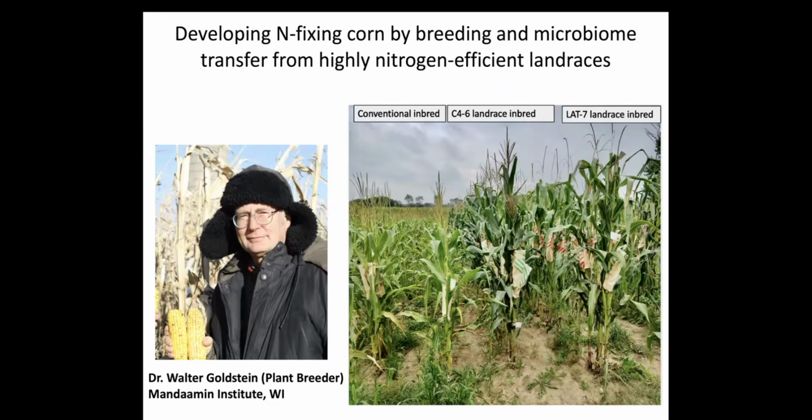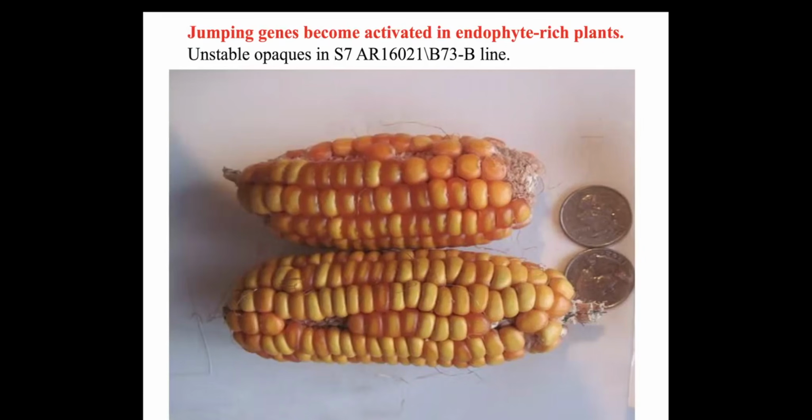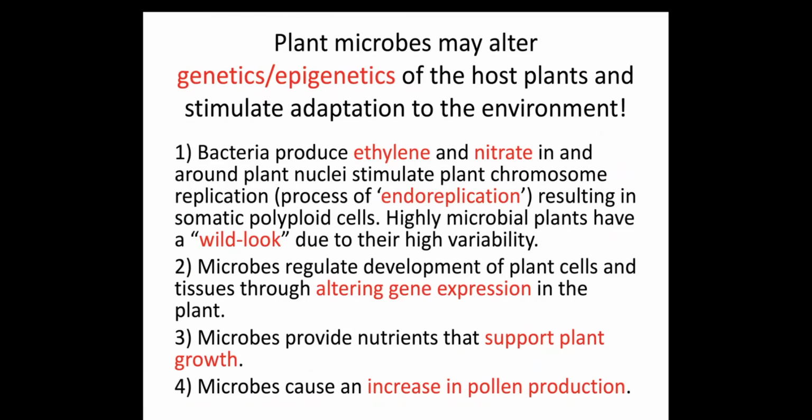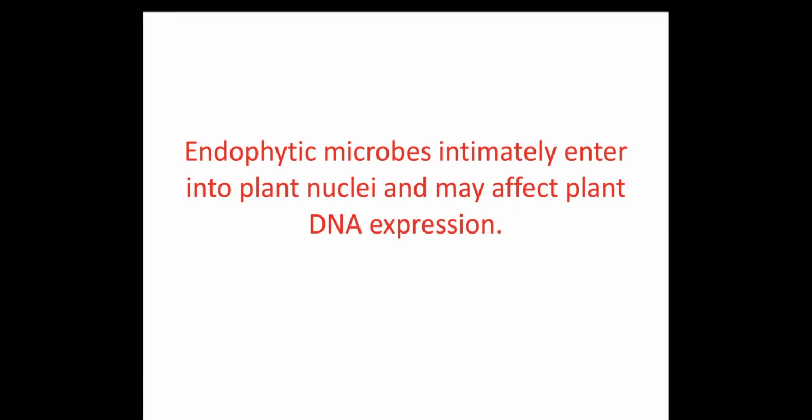Okay, and I've been working with Walter Goldstein at the Mandaamin Institute on corn. He's trying to breed a nitrogen-fixing corn, and you can see some of his varieties here. You can see how dark green they are compared to some commercial cultivars. This is a work in progress, and we're trying to understand it as much as he's trying to create some products, but he also is a very good scientist. He's trying to understand this process as well. This just shows some of the corn, and I'm not going to go into the details here. It gets pretty complicated, but I will show this.